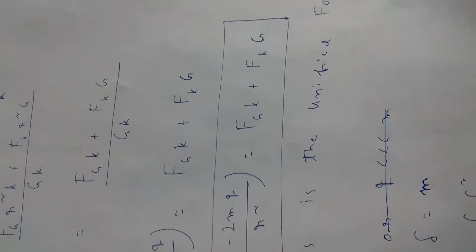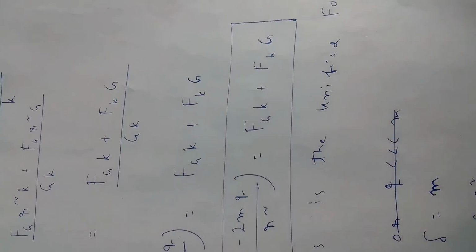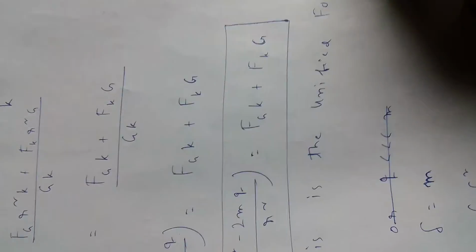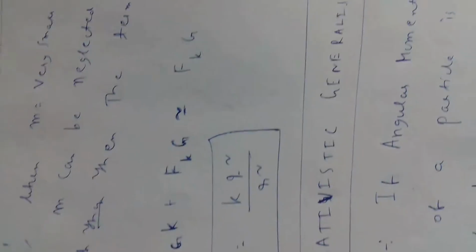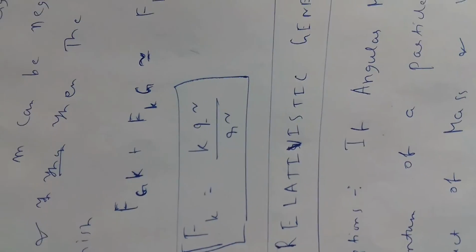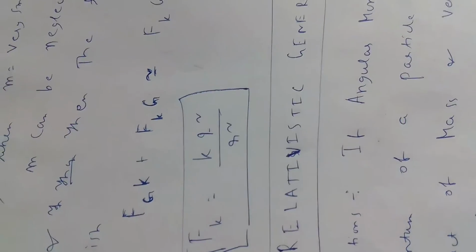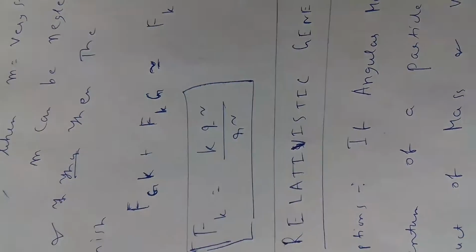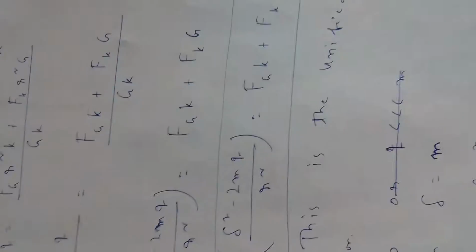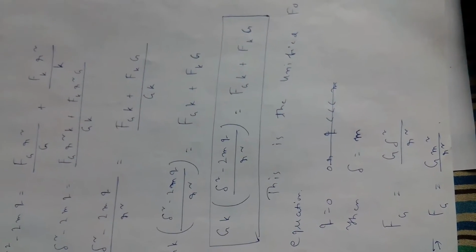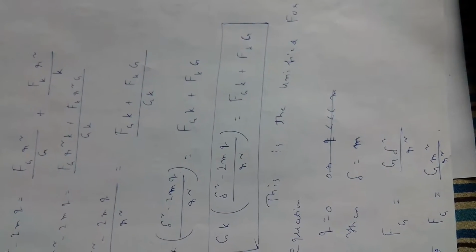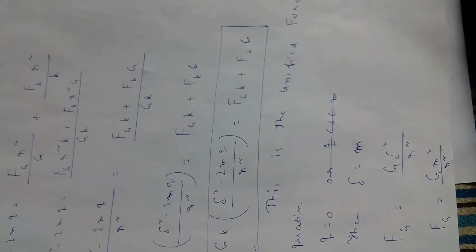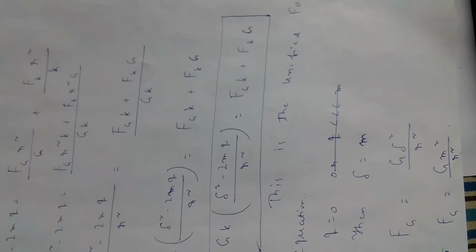For mass much smaller than charge, we can consider Fgk plus Fkg as nearly equal to Fkg. So Fkg should be equal to K q square by r square. The same operation which I did for the first case, I have done for the second case, but this time I have taken Fk. In this way, the two forces can be unified, and the unified force equation is GK (del square minus 2mq by r square) equal to Fgk plus Fkg. This is the unified force equation.